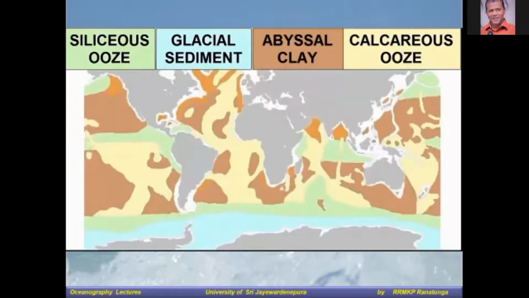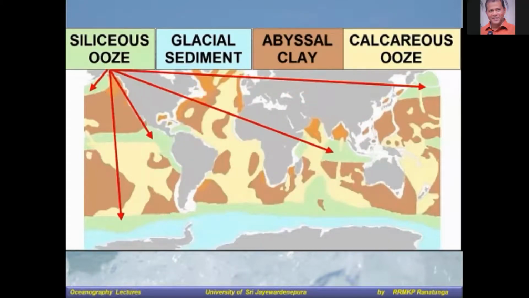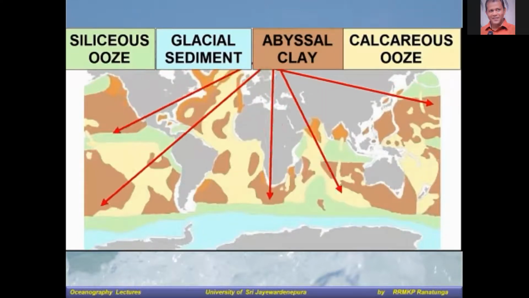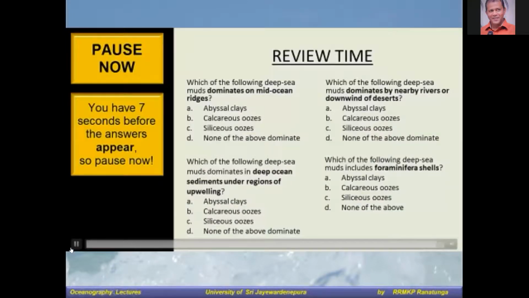So let's use this information now to describe the distribution of oceanic muds across the world's oceans. Notice the distribution. With what seafloor feature do these calcareous oozes correspond? Mid-ocean ridges, the shallowest parts of the oceanic zone. Siliceous oozes dominate at the eastern equatorial zones and in polar regions as previously discussed. The rest of the oceans is dominated by abyssal clays. Pause now.